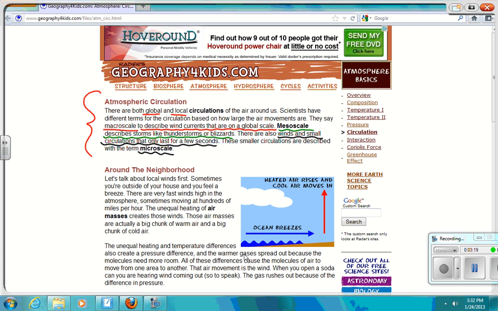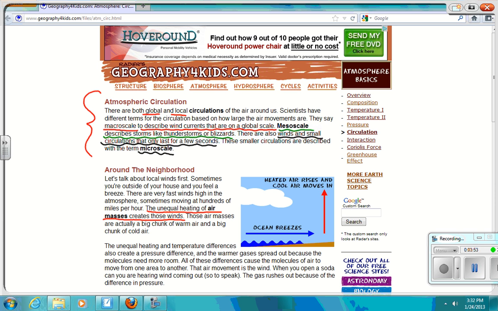Now, how do these winds occur? What makes air move? Let's talk about the local winds first. Sometimes you're outside of your house and you feel a breeze. These are very fast winds, high in the atmosphere. Sometimes they move hundreds of miles an hour. They're created because there's this unequal heating of the air masses, and that creates winds. So you need to add these things to your notes.